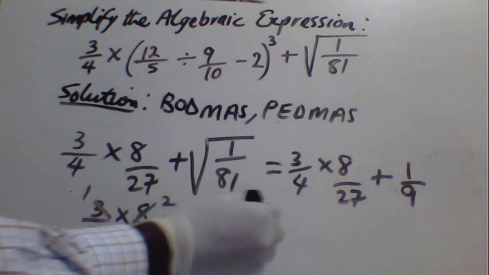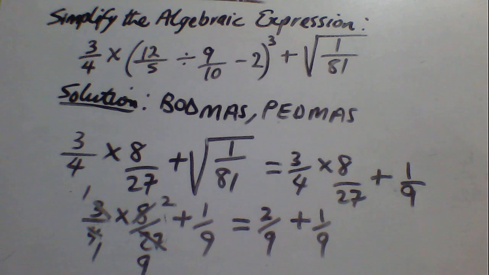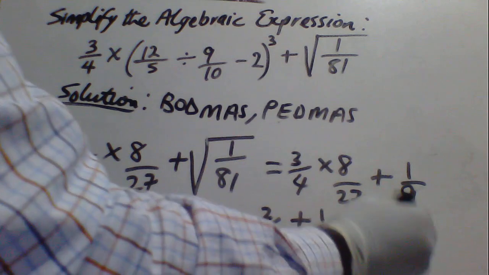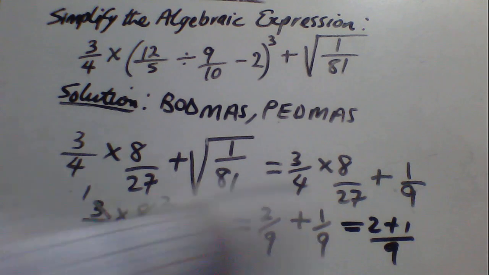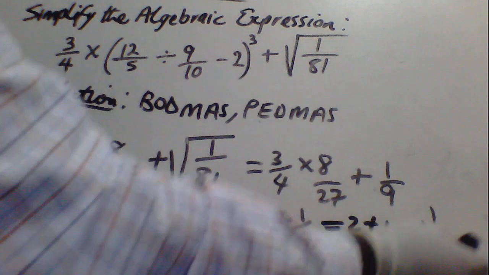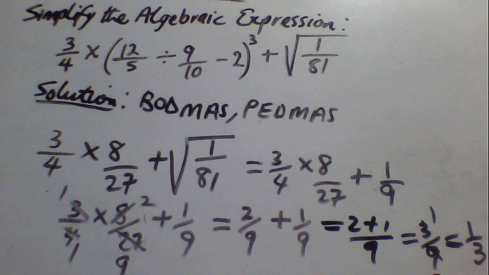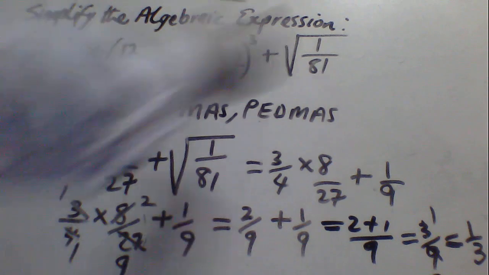So from here we have 2 over 9 plus what? 1 over 9. At this point, you notice that the denominators are the same. So once the denominators of fractions are the same, all you need to do is to add their numerators and divide by their common denominator. So from here you have 2 plus 1 over the common denominator, and that gives us 3 over 9. We know that in 3 over 9, 3 can divide itself to give us 1, and 9 divided by 3 will give us 3. So from here you have 1 over 3. So this expression, when simplified, is equal to 1 over 3. And that is the answer.